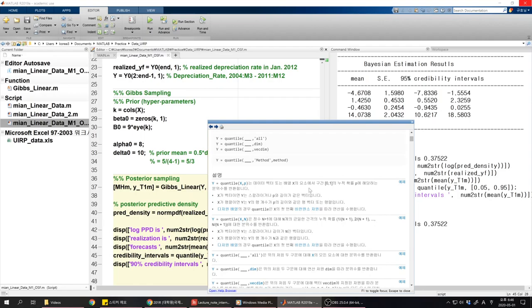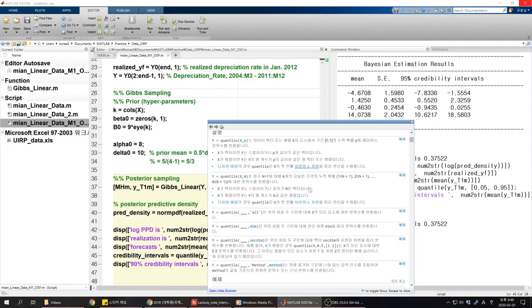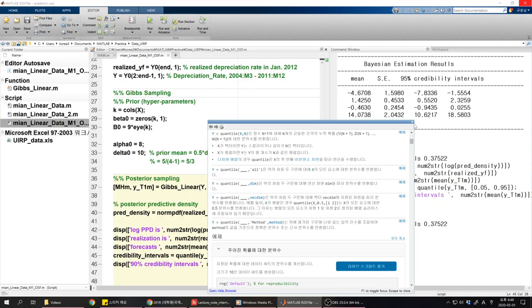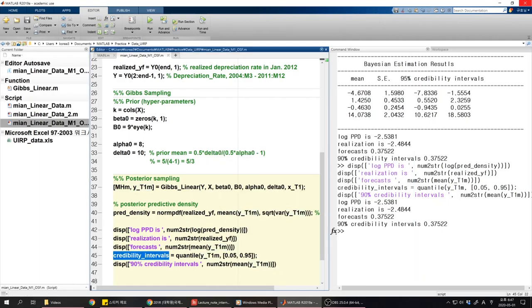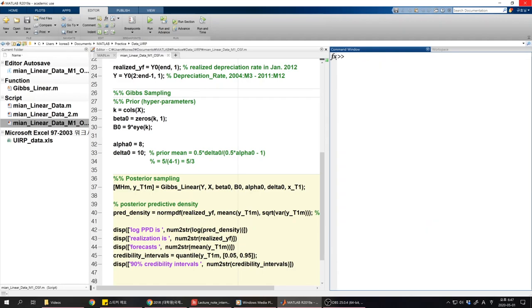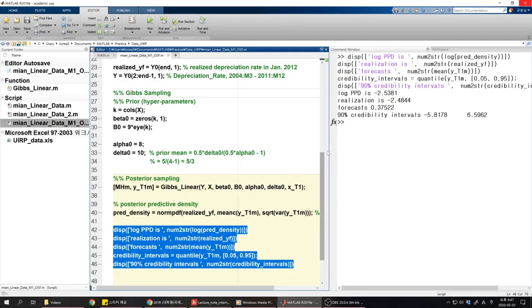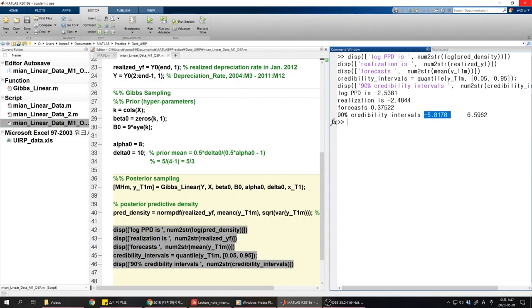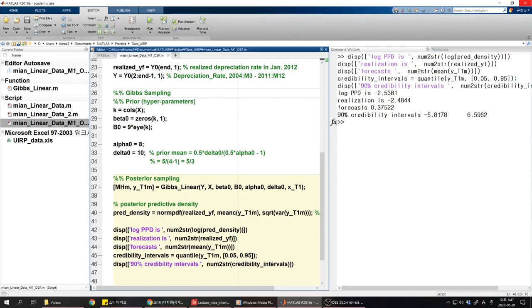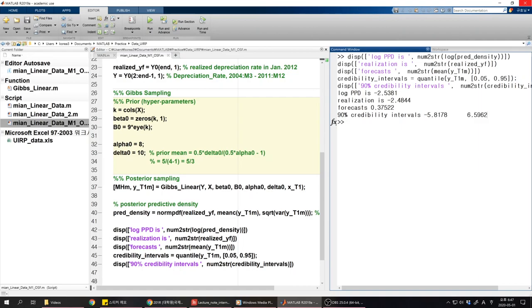Okay, then why can I see only one? Oh, sorry. Yeah, there was, sorry. Here, this one. No mean. Then let me run this again. Yeah, here we go: minus 5.82, 6.9, 6.5962. So this is the 90% credibility interval, and here is the realized value. And this is the forecast, and the realization is minus 2.48.